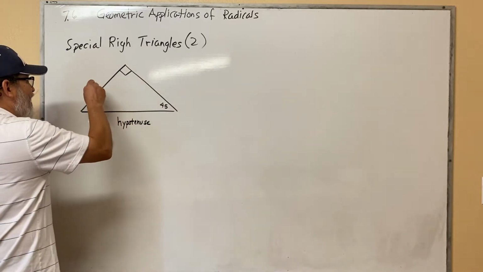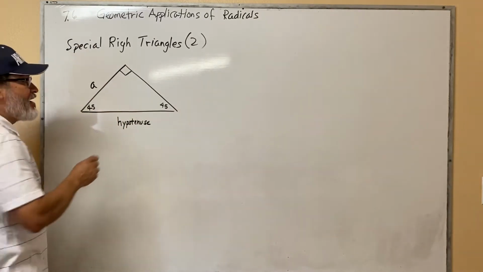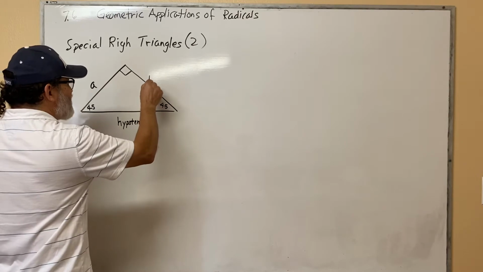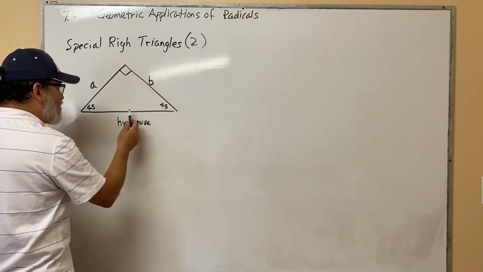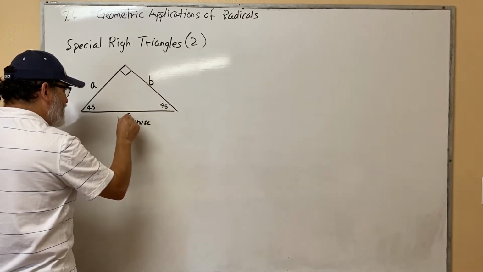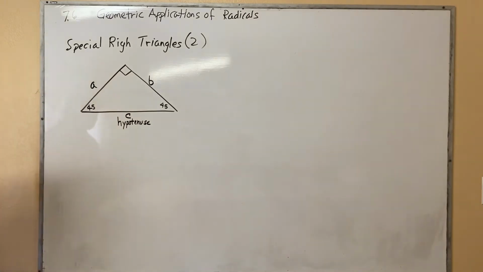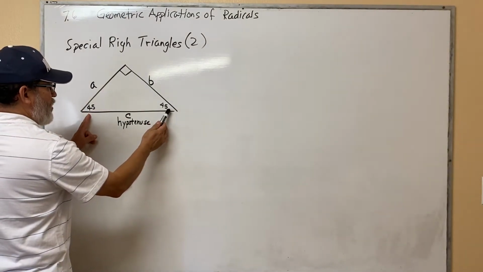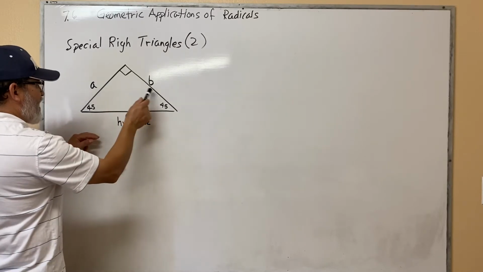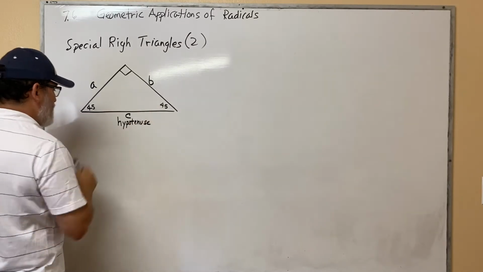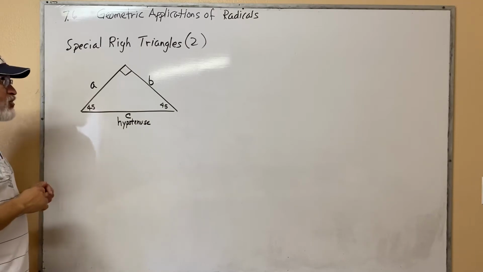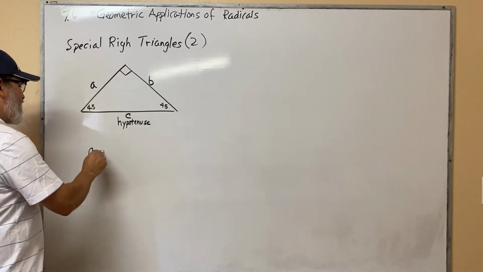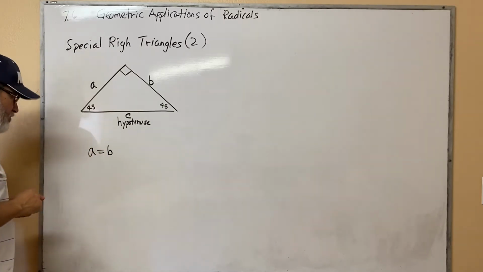So, this is a leg. Let me call this leg A. Let me call this leg B. And let me call the hypotenuse C. Because the angles opposite the sides are equal, that means the legs are equal. So A equals B.